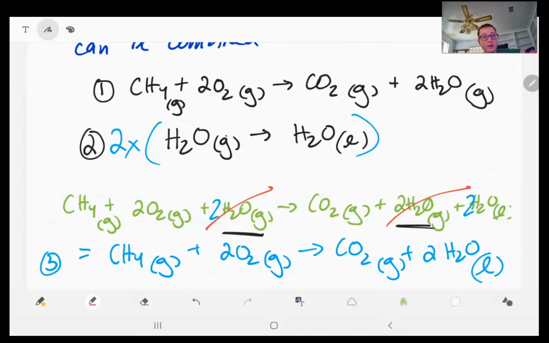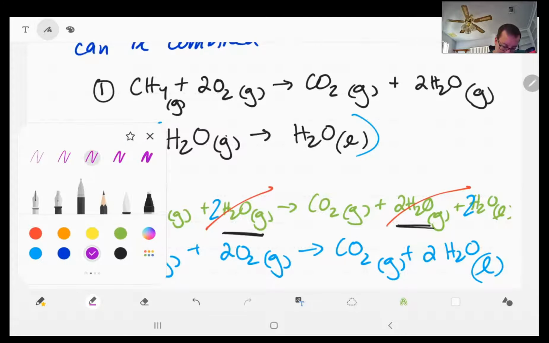So just like, what did we do this for? We added things together and canceled them out before. Oh yeah, net ionic equations. It's the same idea here. If something is identical on both sides, you can cancel it out. And with this sort of thing, I'll be giving you, here's reaction 3, here's some potential reactions. See if you can manipulate those reactions in order to get reaction 3. And so in this case, we just had to multiply reaction 2 by 2. And then we could add them together and get this to work.